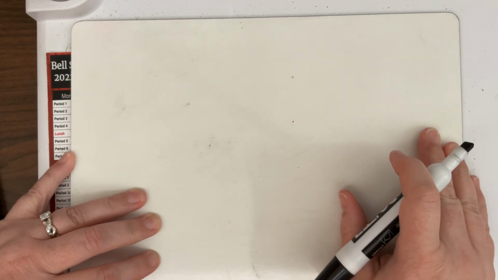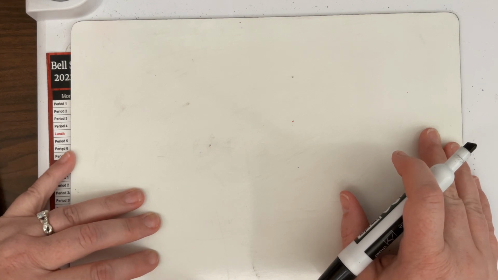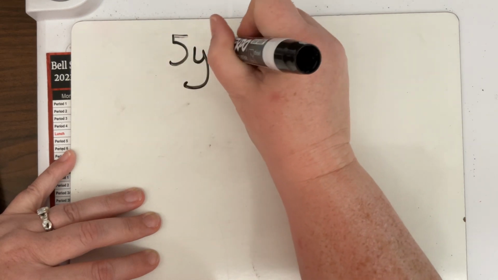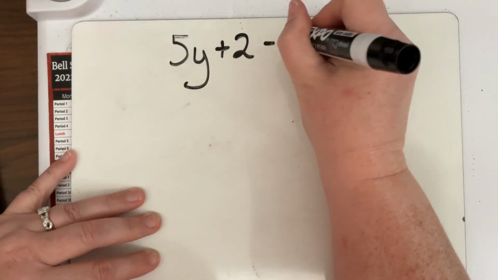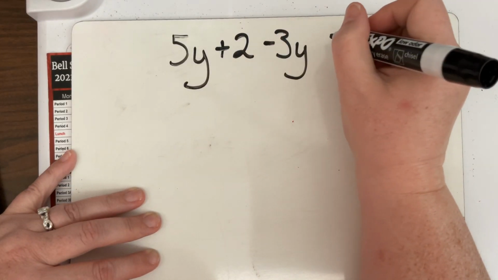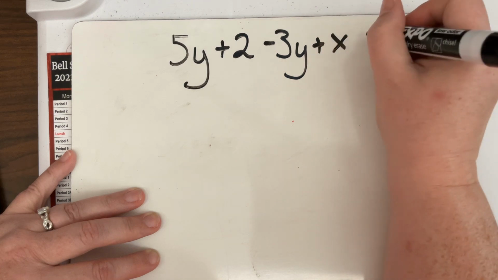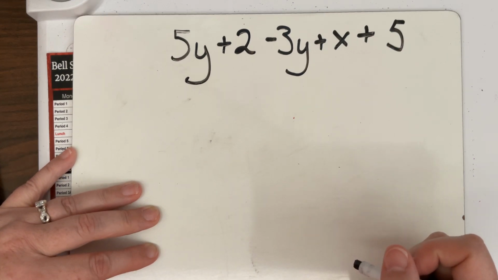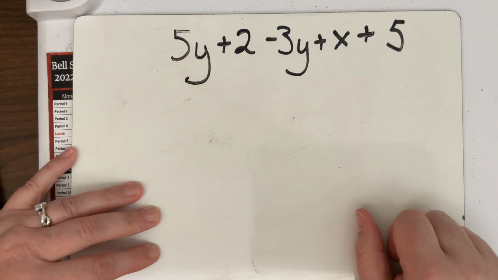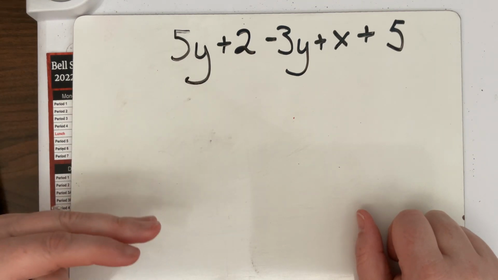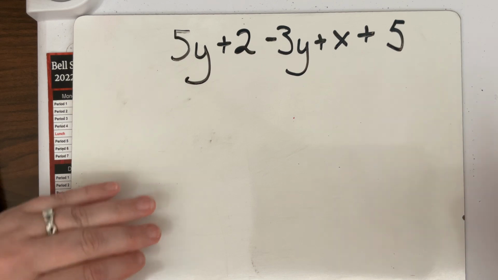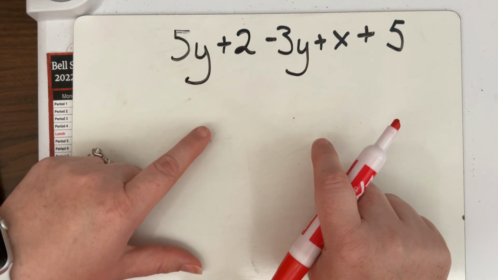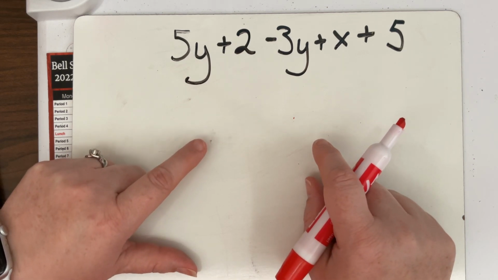Okay, so we're starting off with objective number 0, and the first question I see here on the test is 5y plus 2 minus 3y plus x plus 5. Holy alphabet soup, guys. That's a lot. Okay, so here's what we're going to do. We're going to try to break this down so it makes more sense. Now remember, we can't just stick letters and numbers together. They're not friends. It's all about who's sitting at the same table.